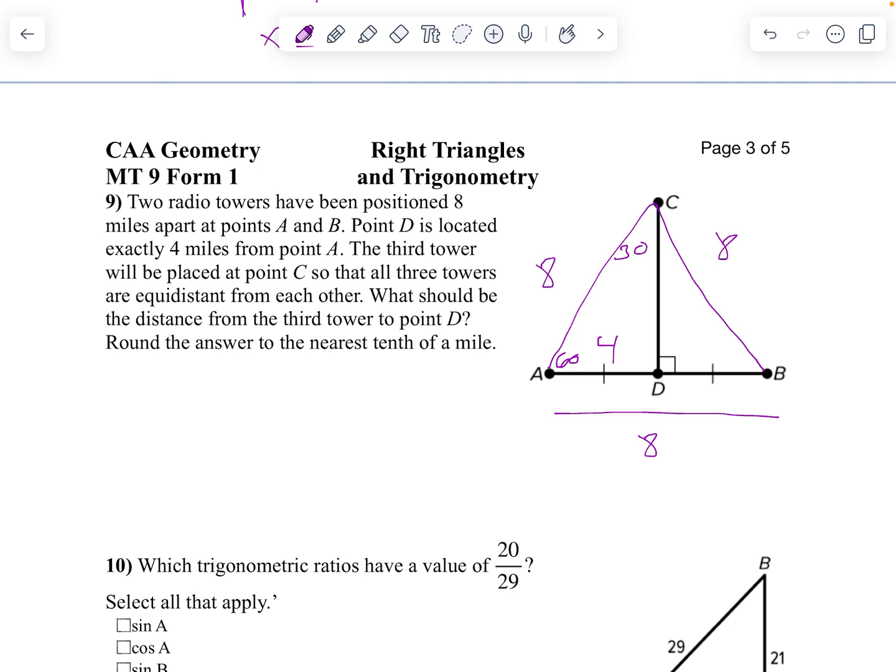And what should the distance from the third tower to point D be? Well, that'll be multiplied by the square root of 3. 4 square roots of 3 is the exact answer. But they don't want the exact answer here. They want you to round it to the nearest tenth of a mile. So 4 times the square root of 3 gives us 6.9 miles.